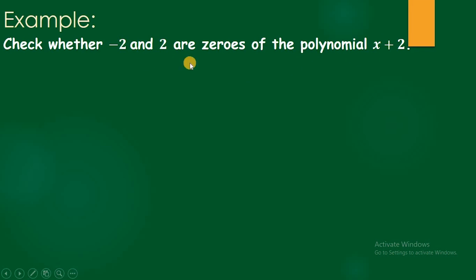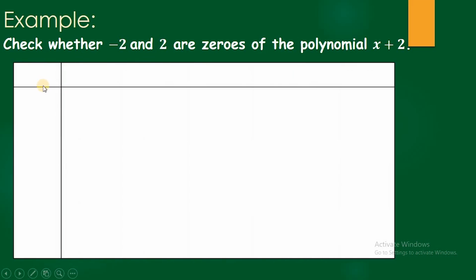Therefore, to check for the zeros, that means if x equal to minus 2, it should give 0 if minus 2 is the zero of the polynomial. Similarly, if I put x equal to 2, then it should also give the value 0 if they are the zeros of the given polynomial. Now let's check it out.